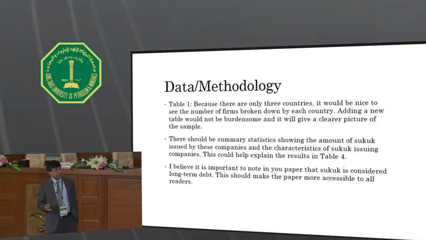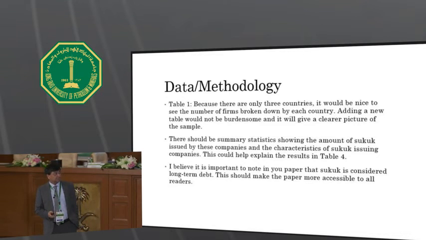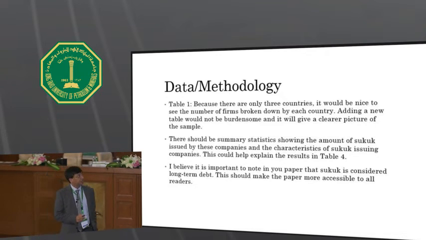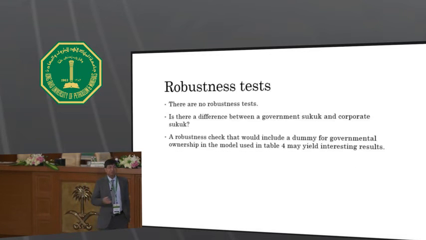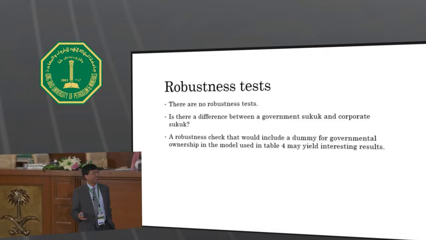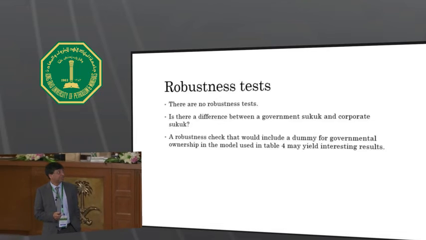I believe it is important to note in the paper that Sukuk is considered long-term in nature. This should make the paper more accessible to readers. There are no robustness tests. So you have run a series of regressions. You could have done more magic doing this panel regression. These are tools that you already know and have in your toolbox, so you should try those.